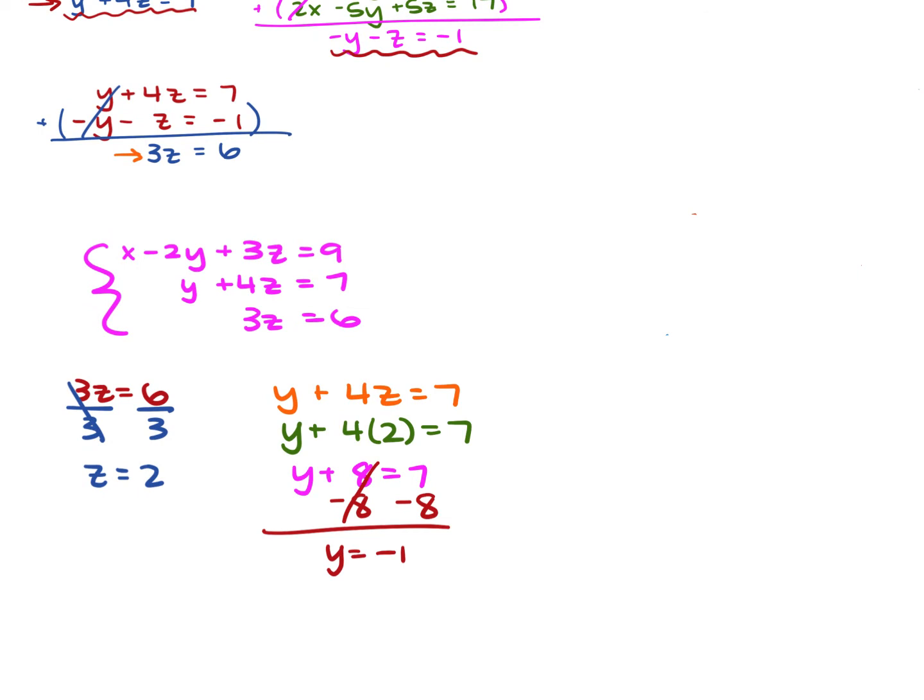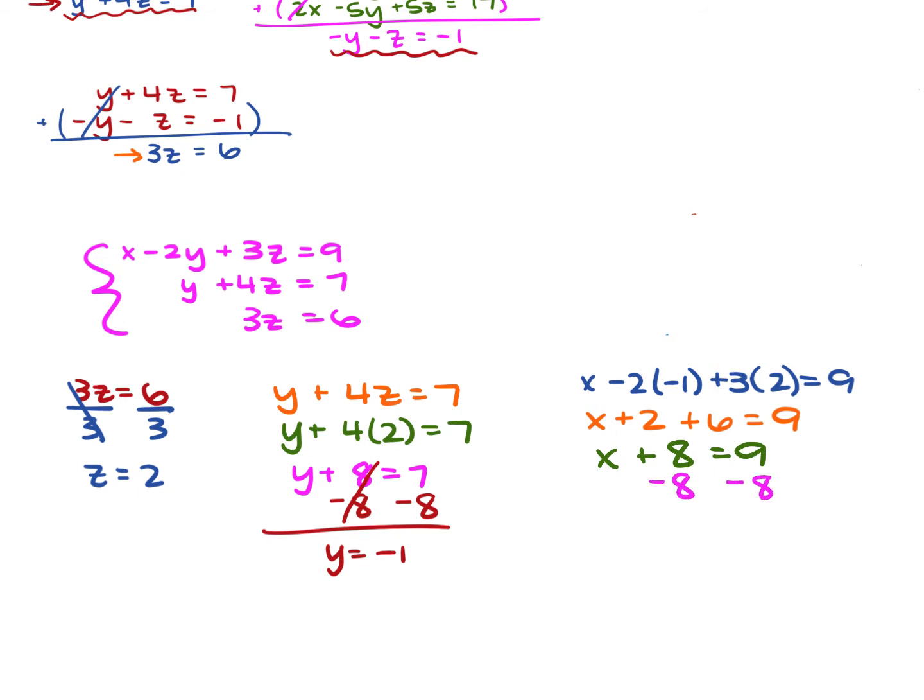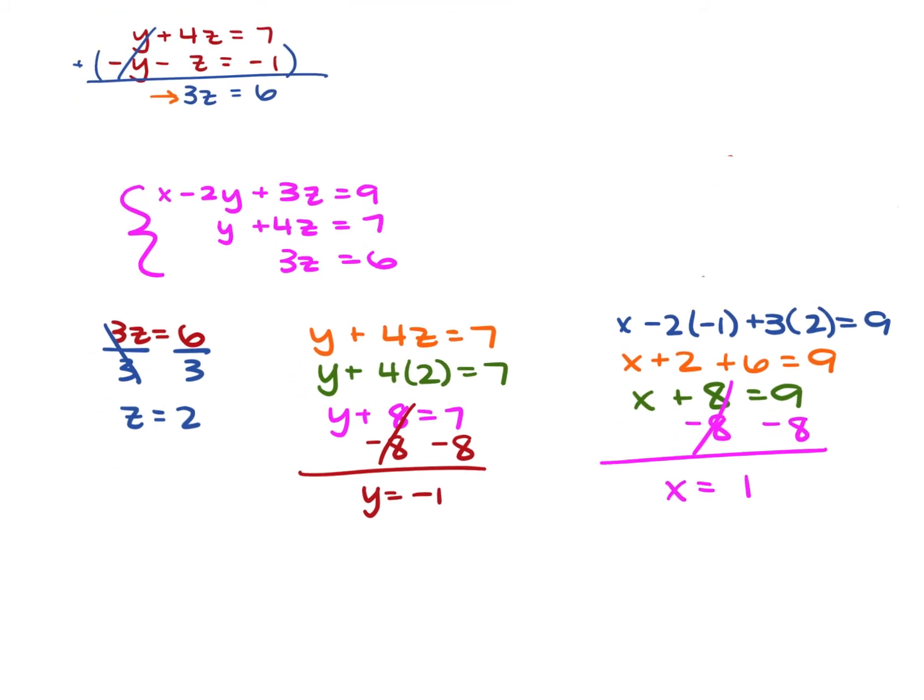Solve for x. Use that top equation, plug both of them in. So you have x minus 2 times y, which is negative 1, plus 3 times z, which is 2, is equal to 9. The negative 2 times negative 1 is positive 2. 3 times 2 is 6. So from here, you're going to have x plus 8 is equal to 9. You move the 8 over by subtracting it from each side, and you get that x is equal to 1. So then your solution here, you're going to write as the ordered triple of x, comma, y, comma, z. So it's 1, negative 1, 2.